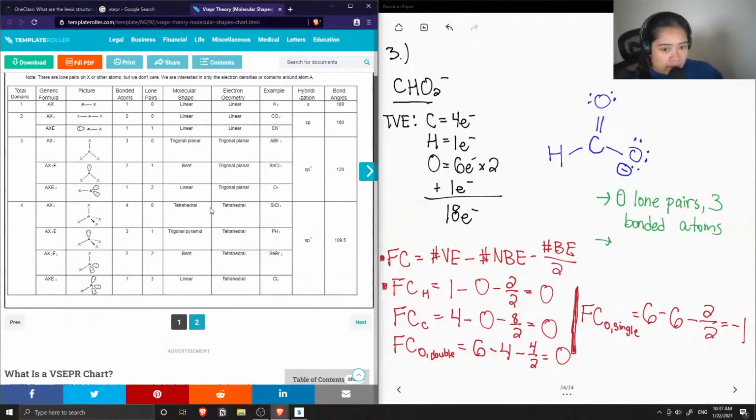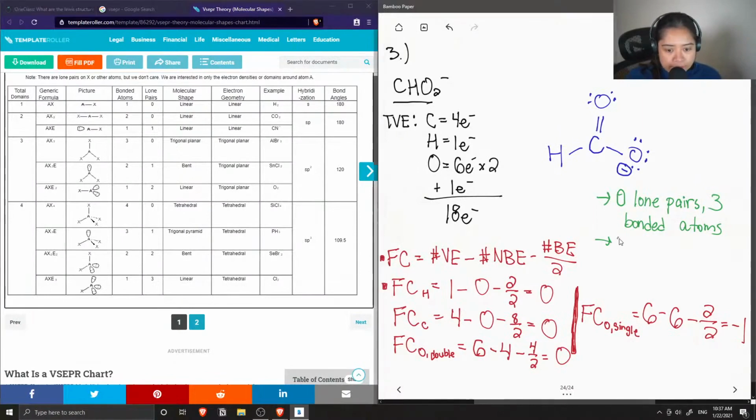When our central atom has 3 bonded atoms and 0 lone pairs, you can see it has a trigonal planar molecular shape and electron geometry. I'm just going to write trigonal planar. You can see that our carbon is sp2 hybridized, and the bond angles between atoms are around 120 degrees.